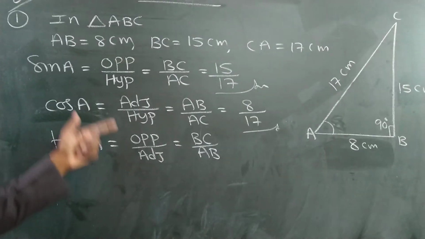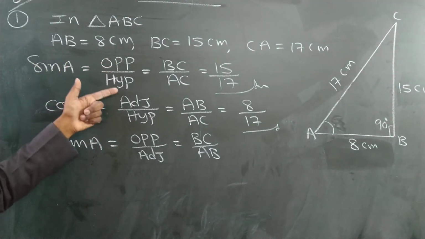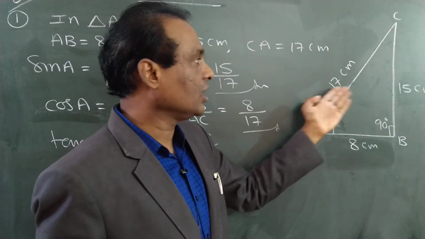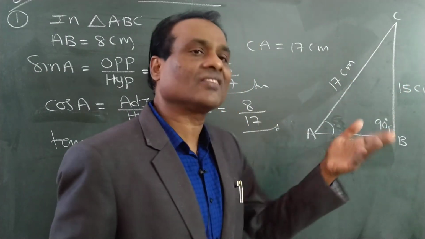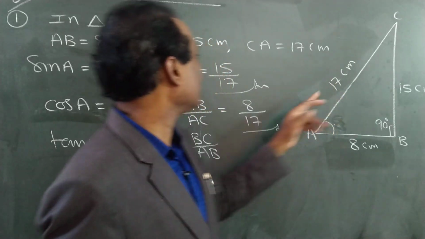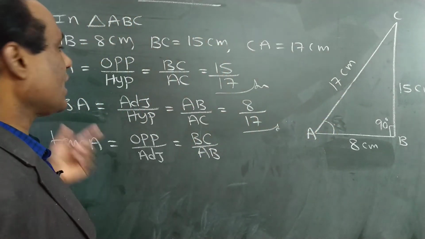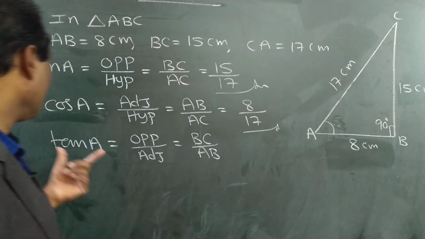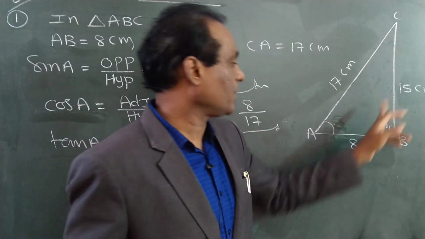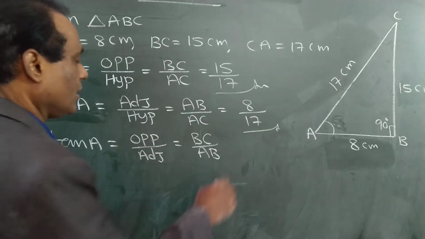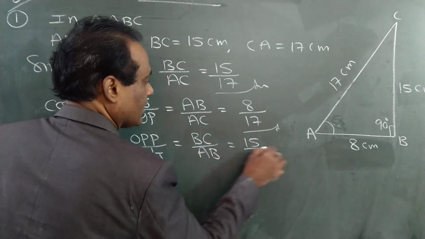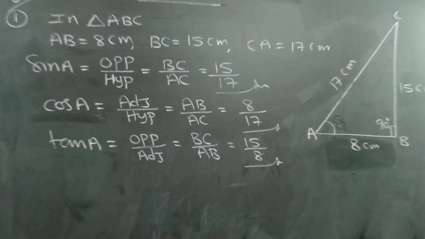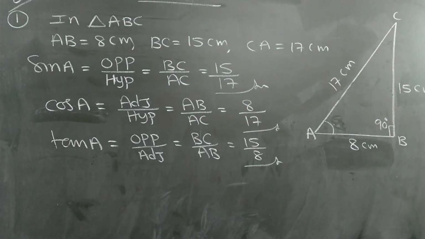Just now we have written: sine definition is opposite by hypotenuse. What is opposite? 15. What is hypotenuse? 17. These numbers are given in the textbook. So 15 by 17 is the answer. Same way cos: adjacent by hypotenuse, 8 by 17. Tan: opposite by adjacent, 15 by 8. Simple. Write down. Any confusion, you just tell me.